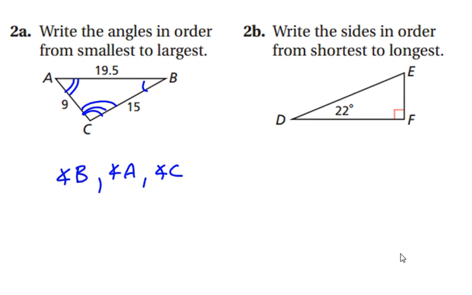If this is 22 and this is a right angle, then we should be able to figure out what angle E is. F is obviously the largest angle, so that's going to give you the longest side. Write the sides in order from shortest to longest. So EF is going to be the shortest side. And then we have DF as our second shortest. And then our longest side is going to be side ED. So we have EF is the shortest, then DF, then ED, from shortest to longest.